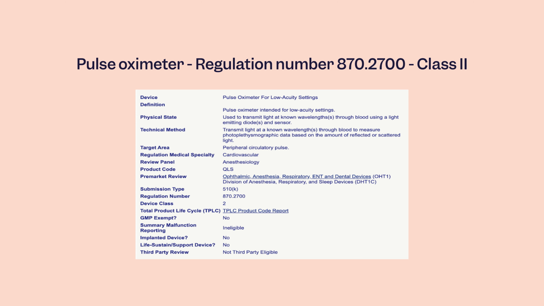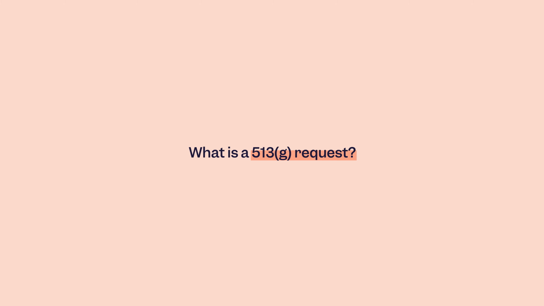A reminder that medical devices are classified in the US through an FDA classification database and are given a 7-digit number based on the product category. For example, a pulse oximeter is a Class 2 device with the regulation number 870-2700. If you are unsure of your device classification, the FDA can offer assistance. If you need formal assistance, you can submit a request for information in what is known as a 513G request.